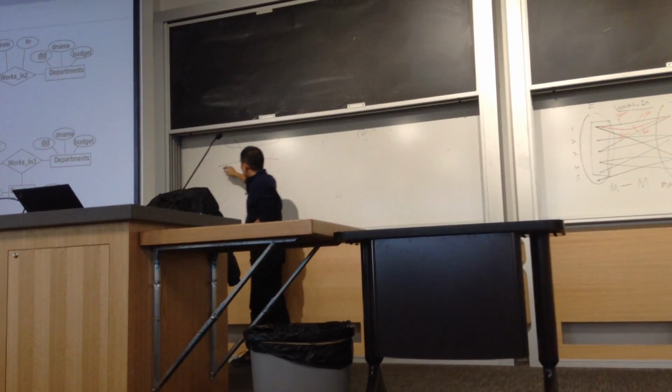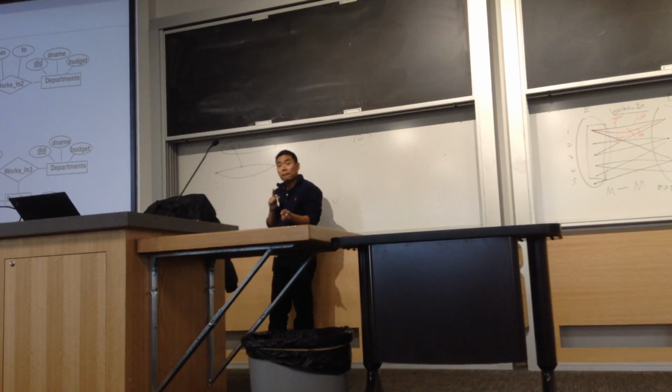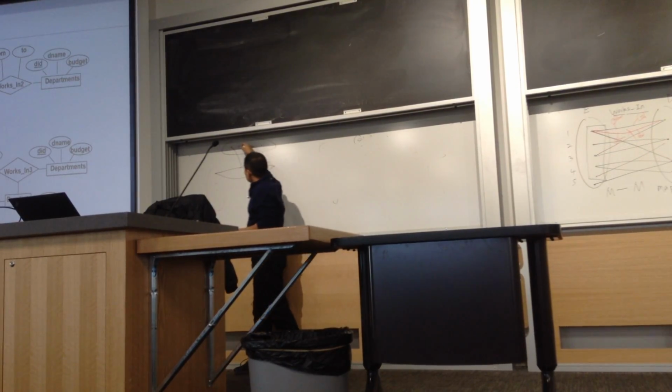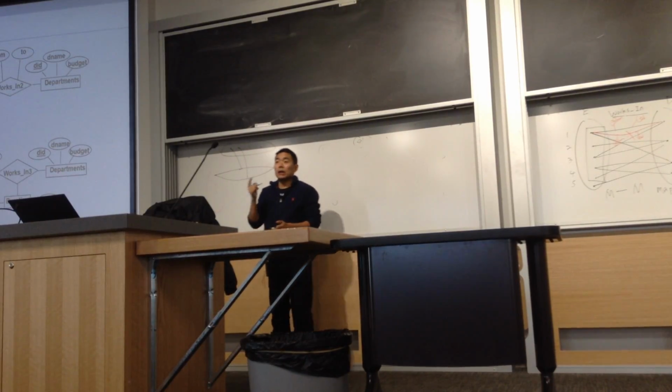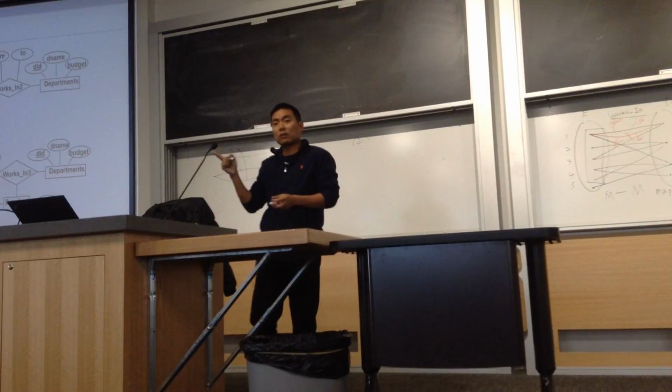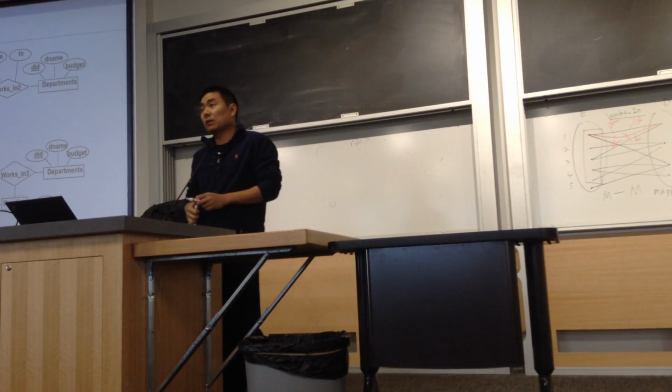Now, this design allows me to do this. I'm connecting the same two entities. However, I'm connecting to a different duration entity to indicate that this employee works for the same department but for a different duration. Does that make sense?